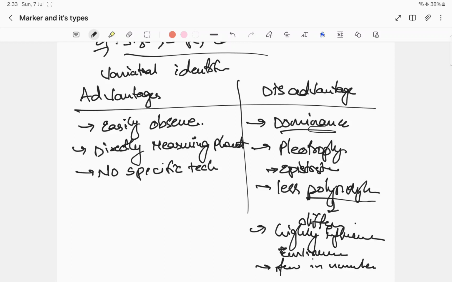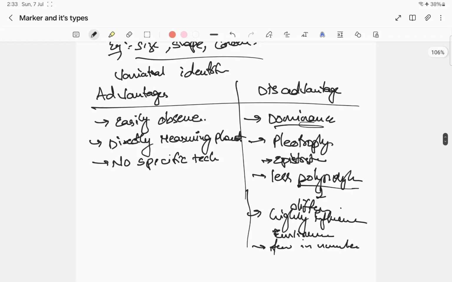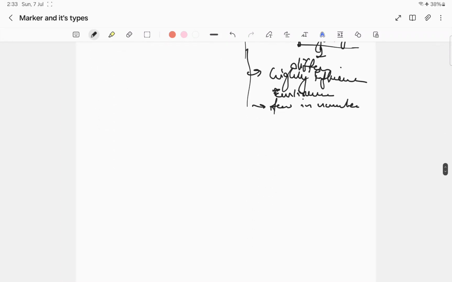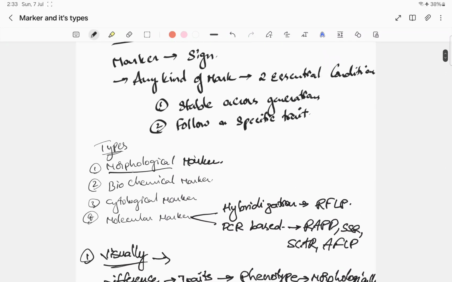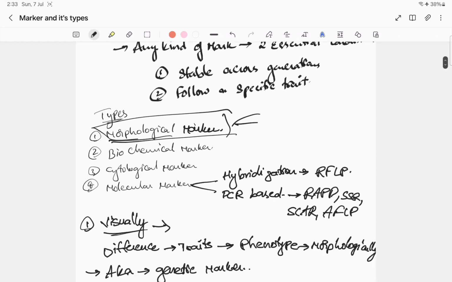Due to these many disadvantages, scientists went to the biochemical marker, which is our second marker. Means the first one is completed. We have discussed the advantages and disadvantages, what exactly the morphological marker means, and now we are going to the second one, biochemical marker.